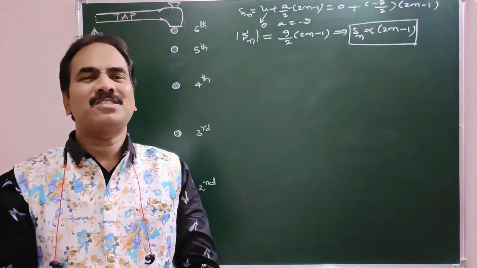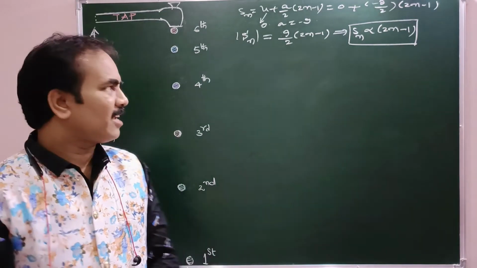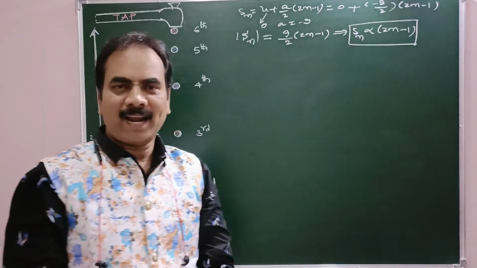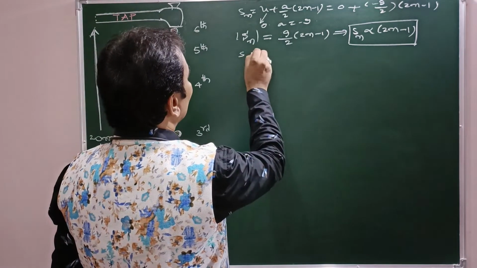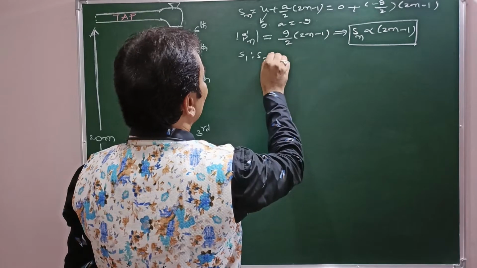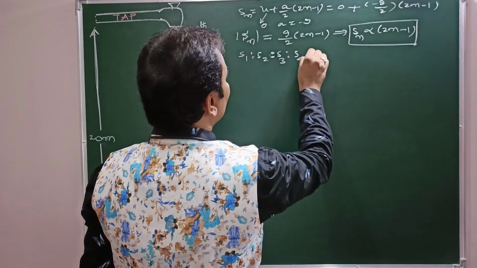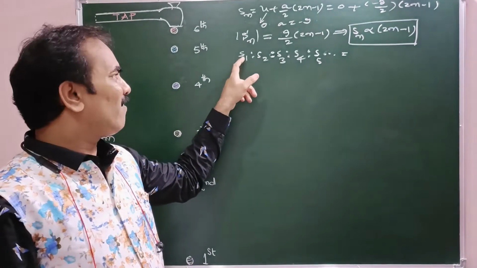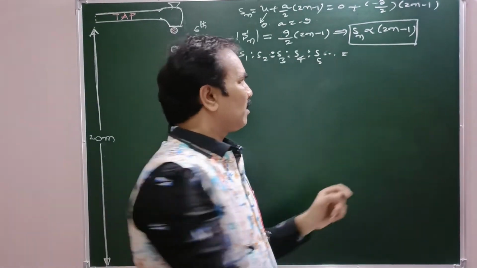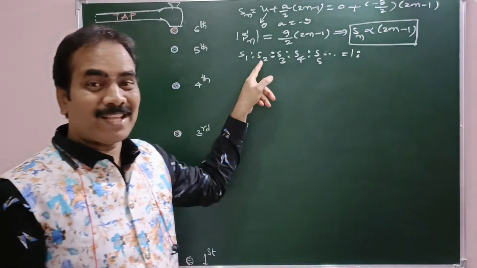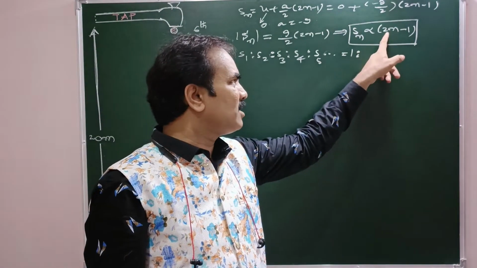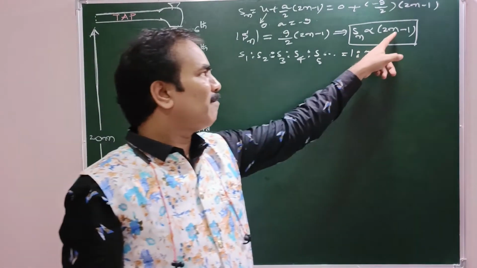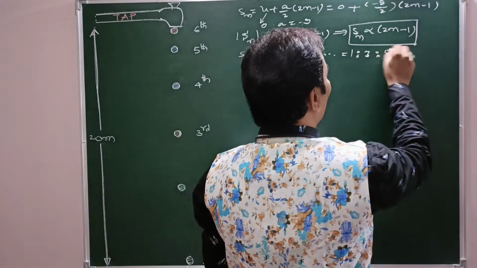The only condition is that the body must move with uniform acceleration. Here all drops accelerate uniformly because of gravity, so we can apply this formula without any hesitation. Now S1 is to S2 is to S3 is to S4 is to S5 and so on. S1, distance covered in the first second, replace n with 1: 2 into 1 minus 1, that is 1. S2, replace n with 2: 2 into 2 minus 1, that is 3. S3, replace n with 3: 2 into 3 minus 1, that is 5.